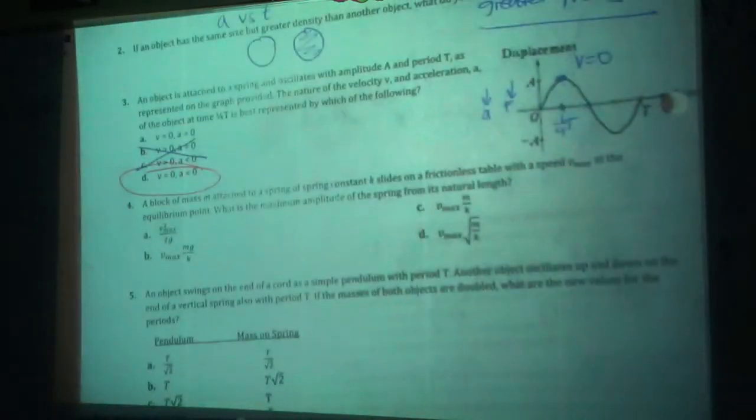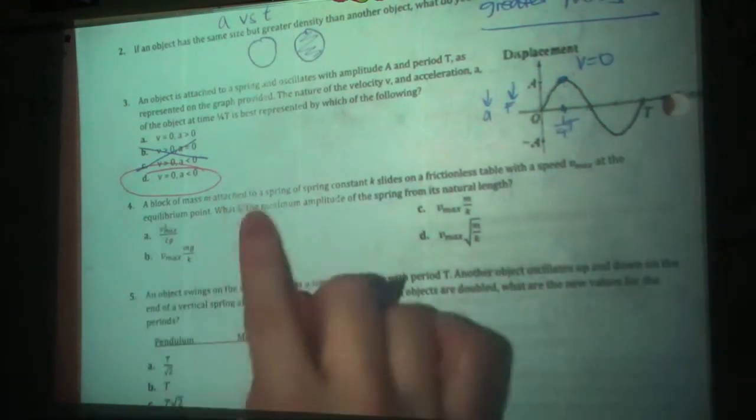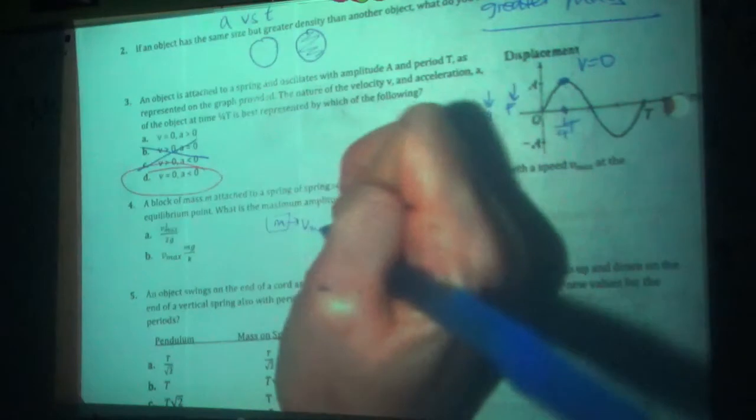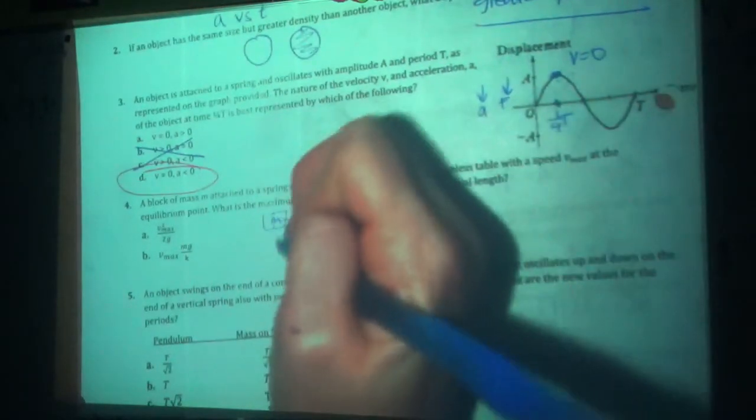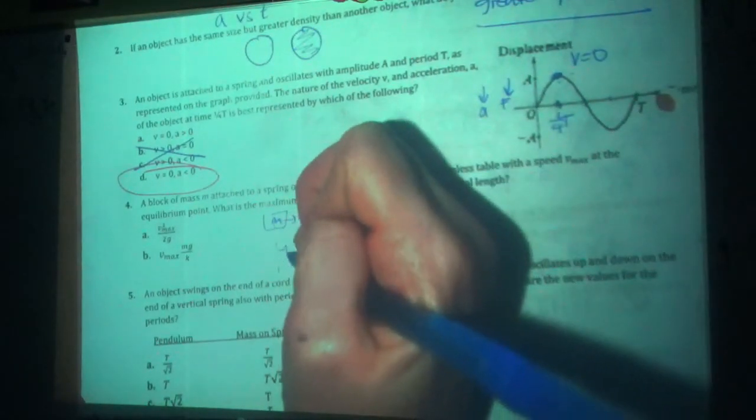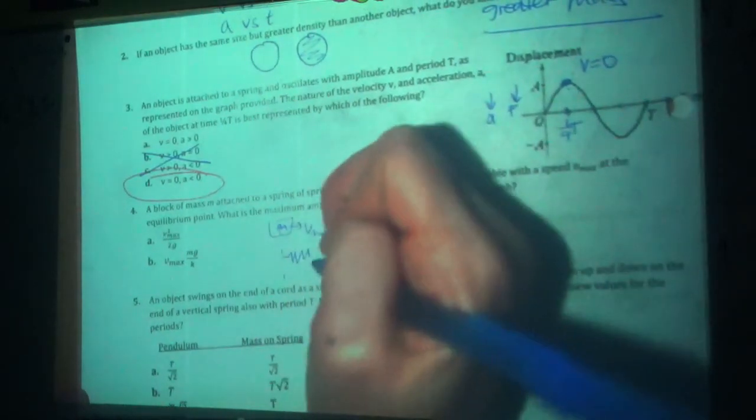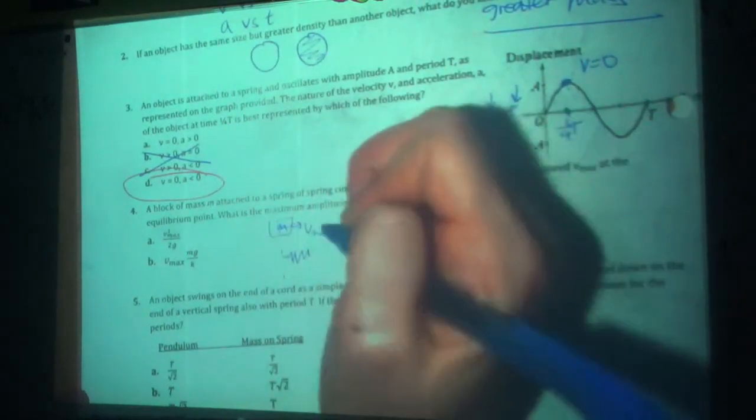A block of mass M is attached to a spring of spring constant K, and it slides on a frictionless table with a speed of v max at equilibrium. What is the maximum amplitude of this spring? So this is saying it comes in with some v max, and then this is like the equilibrium, and then obviously it gets some sort of compression. This is a weird drawing. I don't like this.